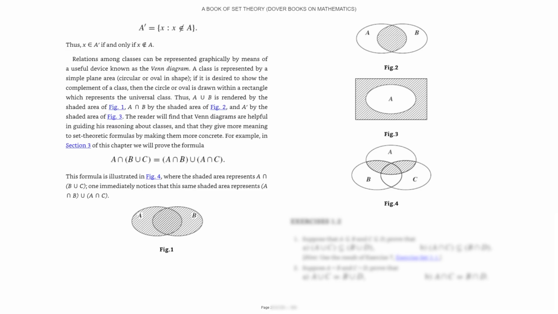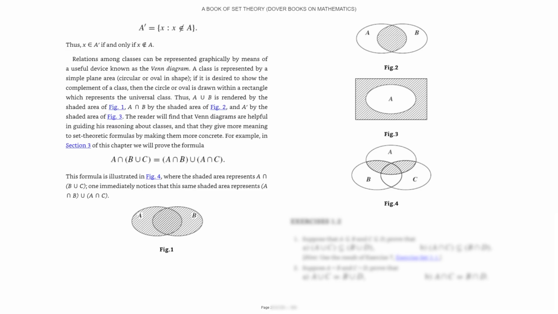And then from that, we can get the idea of complements. So a complement is, well, what they say is a complement is the class of all the elements which do not belong to A. Let's turn the page. So in symbols, they give us some symbolization for that.